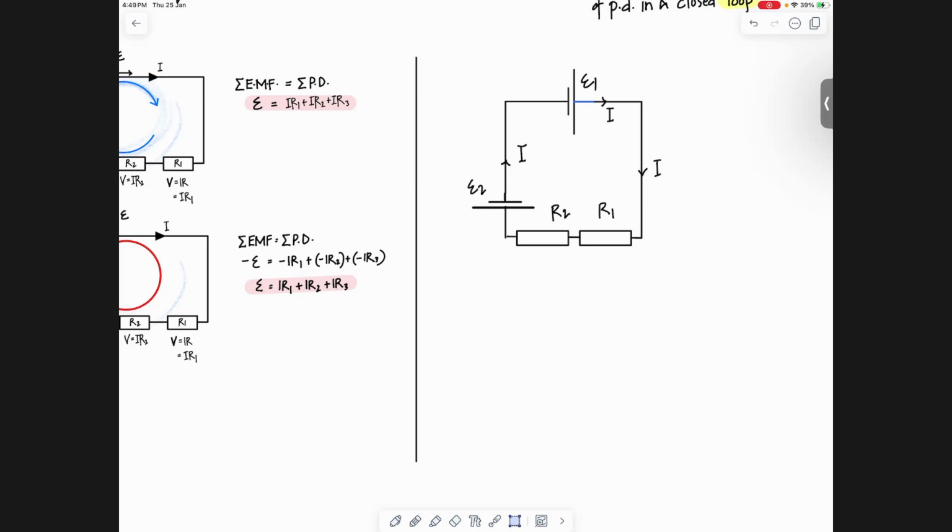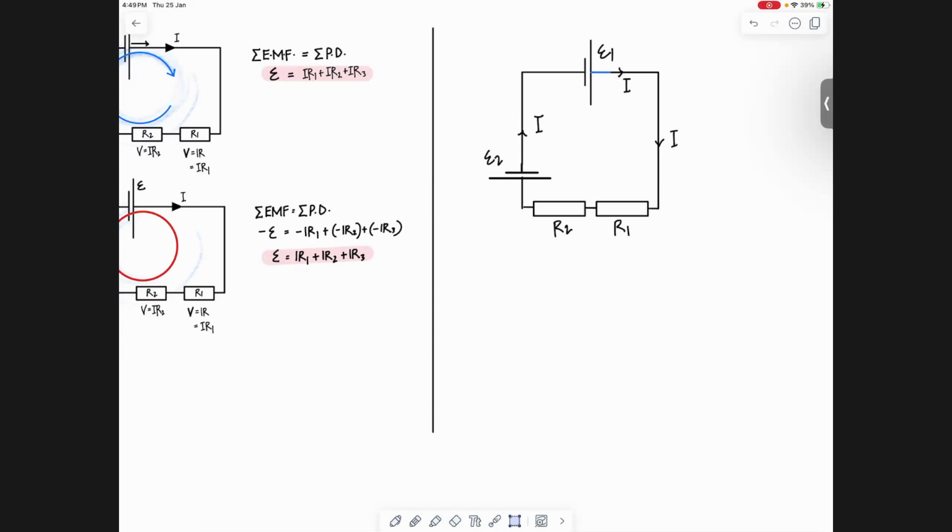Form an equation using E1, E2, I, R1, R2 for this circuit. So for this circuit, how many batteries do I have here? Two, right?